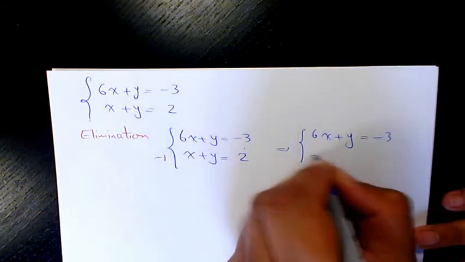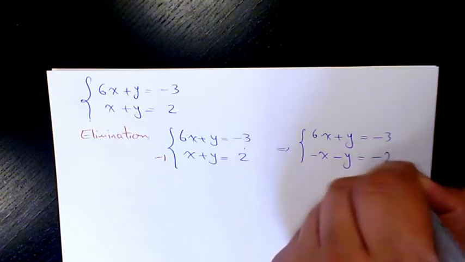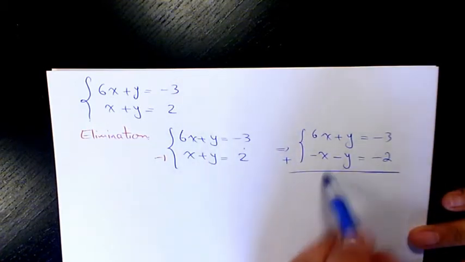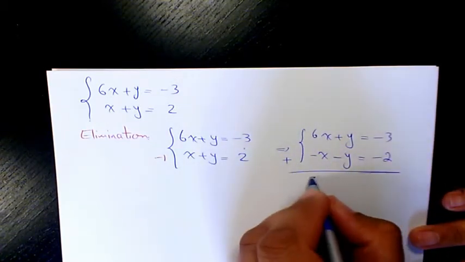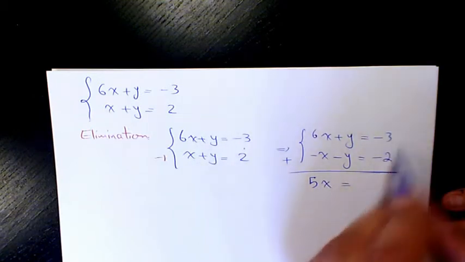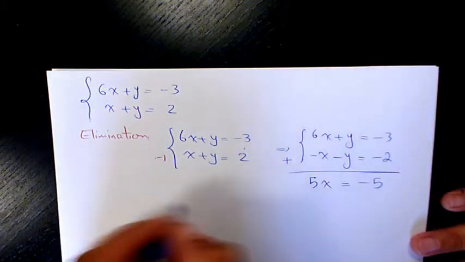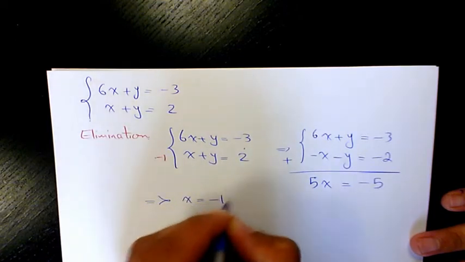The second equation is going to be negative x minus y equals negative 2. When you add them, these two cancel out. 6x and negative x is going to be 5x. Negative 3 and negative 2 is going to be negative 5. So therefore, x will be negative 1.